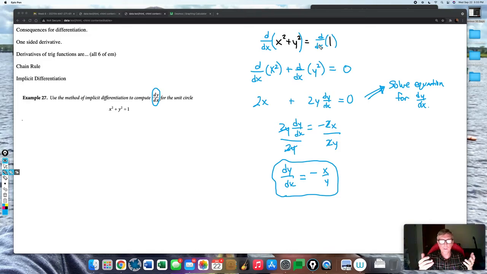I just left the equation written implicitly rather than explicitly defining what y is as a function of x. Okay, so this is what you would do.